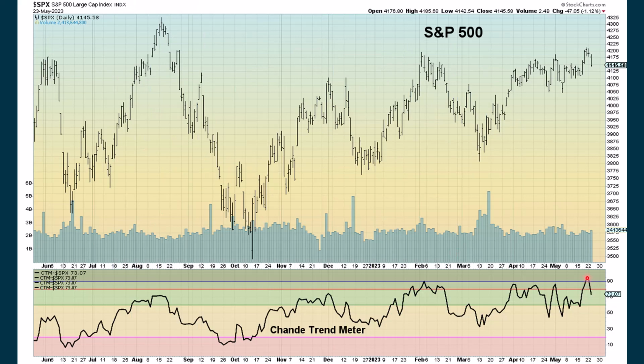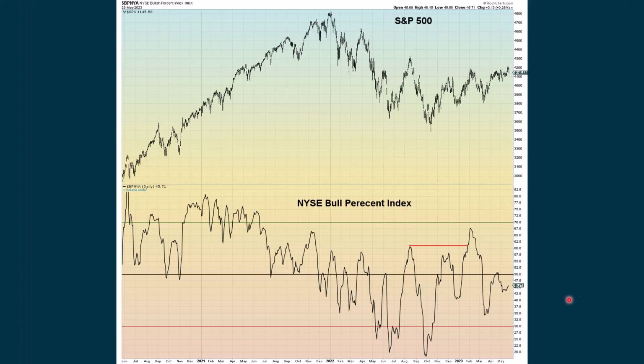The Sean trend meter, after being extreme positive, has now fallen back down. The NYSE bullish percent index did advance slightly.